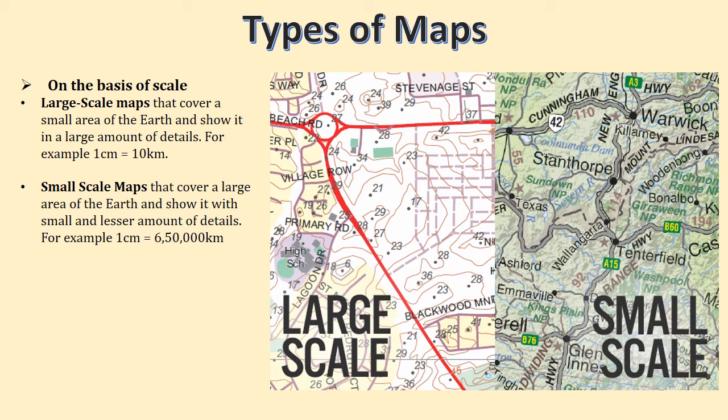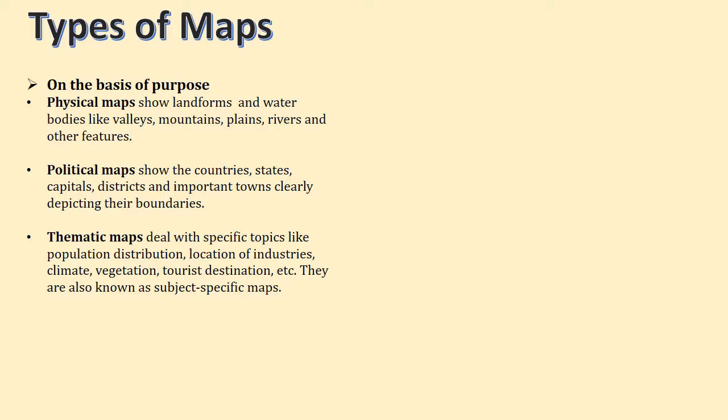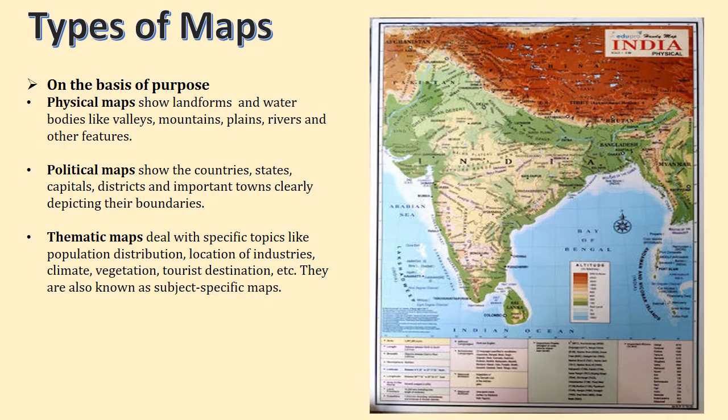Second division is small scale maps. It covers a large area of the earth but shows a small or less amount of detail. For example, 1 centimeter is equal to 6,50,000 kilometers. On the basis of purpose, maps are divided into 3 categories: physical map, political map, and thematic map.